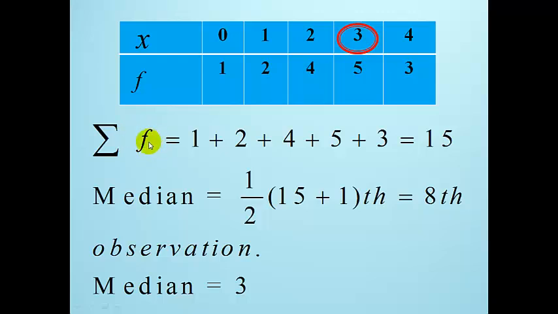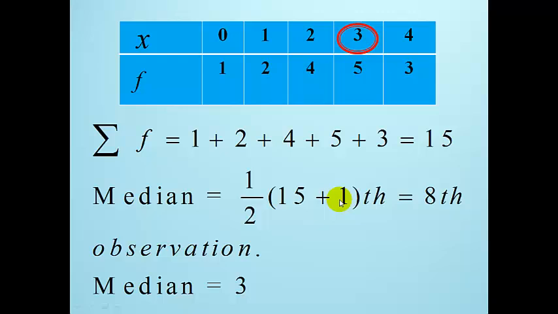Now summation f, that is total frequency, will be 1 plus 2 plus 4 plus 5 plus 3. So 1 plus 2 plus 4 plus 5 plus 3 is equal to 15. So the total frequency, summation f, is equal to 15. And we can see that 15 is an odd number. So the median is equal to the half of 15 plus 1 observation. That's when the total frequency is an odd number. That is how we find the median from the table. It's half the total frequency plus 1.